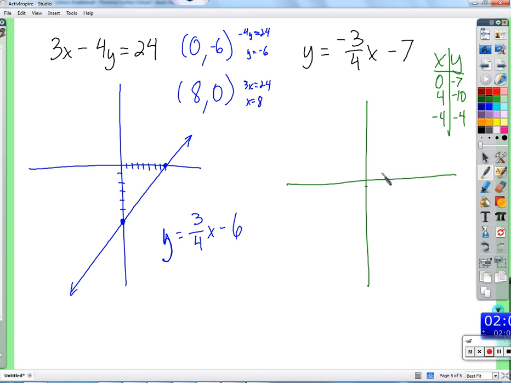But I didn't need those 2 points. I just need these two, or these two, any two. 2, 3, 4, 5, 6, 7. If I forget about this, I can go up 1, 2, 3, and over 1, 2, 3, 4. Oh, sorry. We're supposed to go down 3, not up 3. So down 3, and to the right 4. There's 2 points.